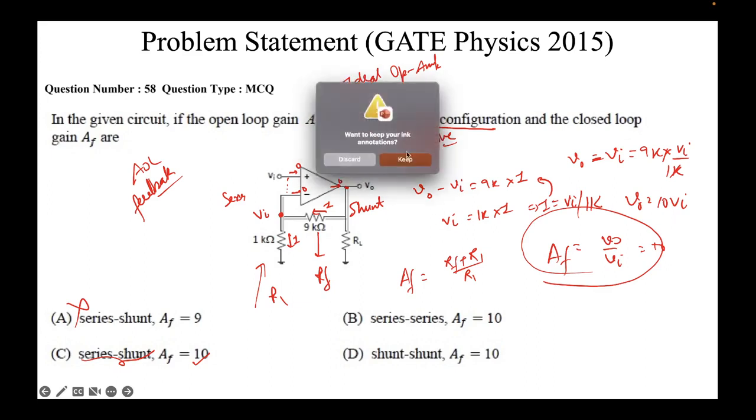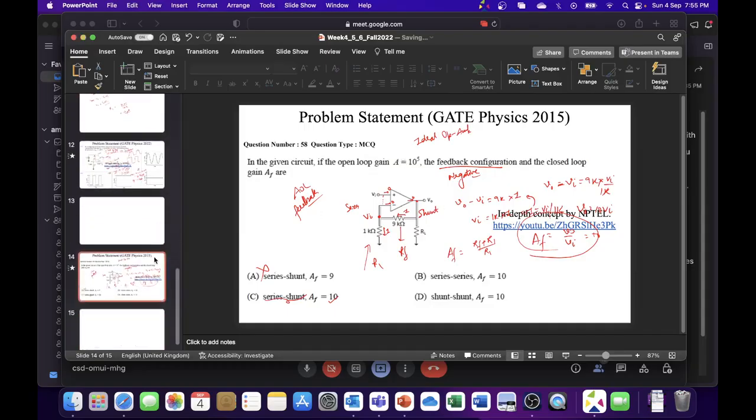Sir, explain about the virtual short. Virtual short, okay, I'll do that.